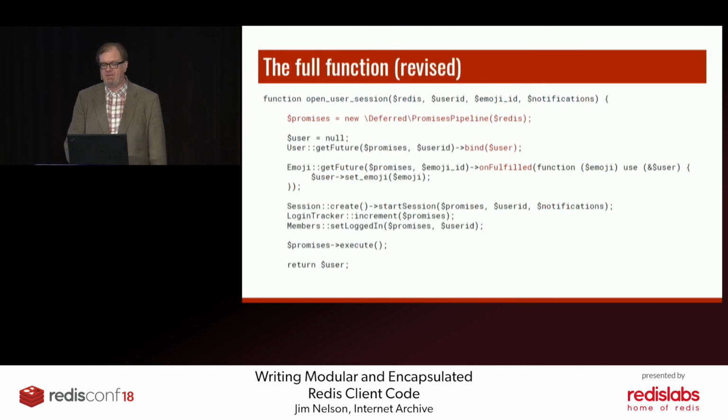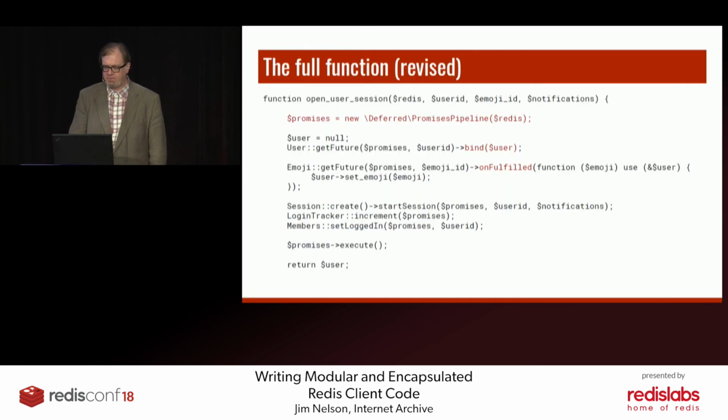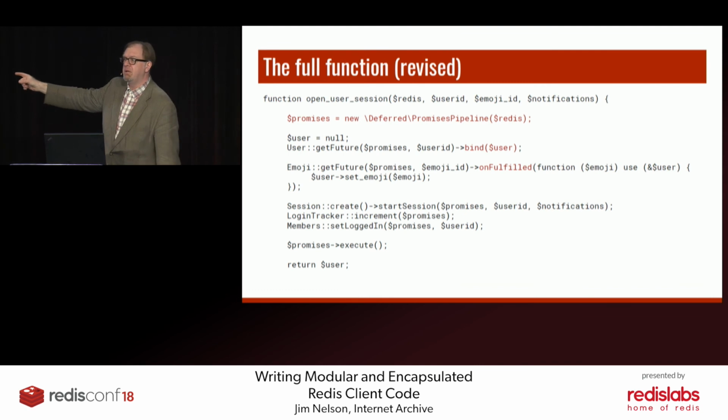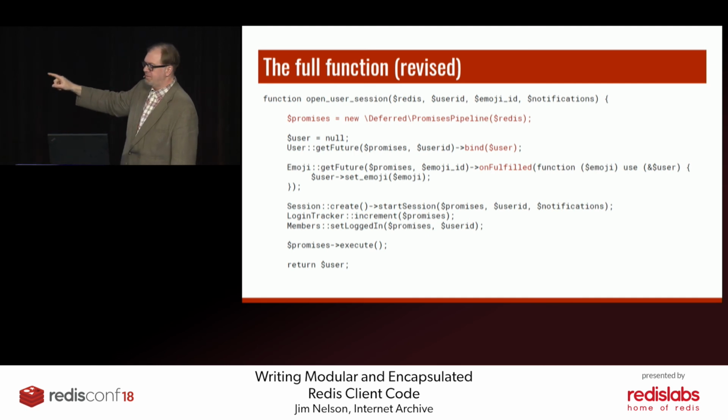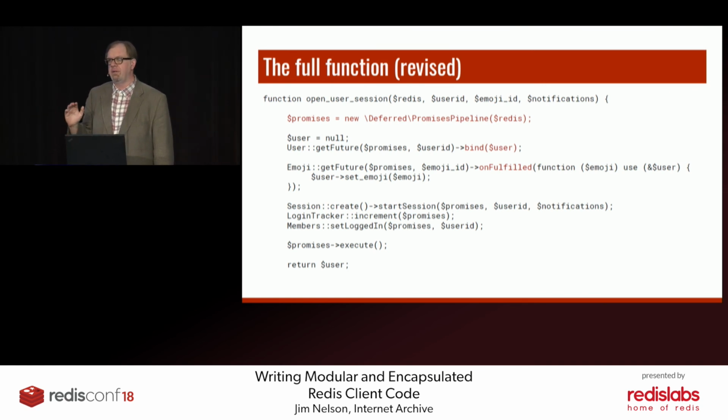And so this is now the full function. That old crusty old function, I haven't gone through and shown all of the refactorings, but it essentially works like this. Get the user, get the emoji, and using onFulfilled, you can set the user's emoji inline. You don't have to wait for the execute to finish. Start the session, notify the login tracker, set memberships, you hit execute, return the user object, and you're done.